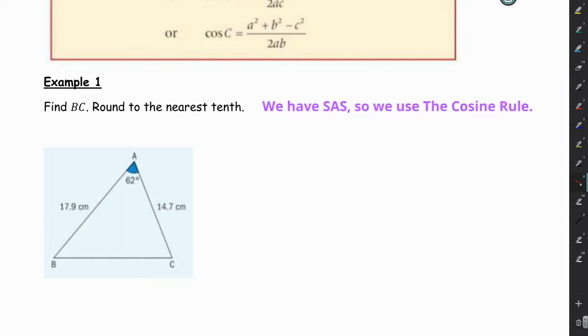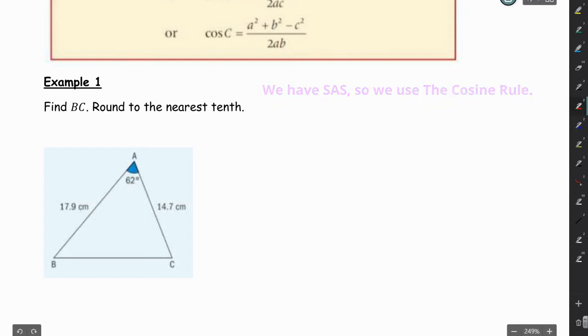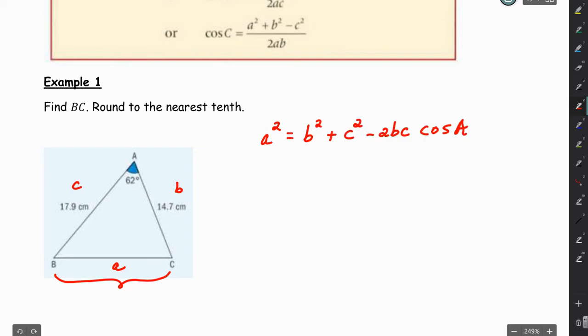It says find BC, round to the nearest tenth. And so we're going to write out the formula. I'm just going to label my sides to start. Across from angle A is side A, across from angle B is side B, across from angle C is side C. And I'm being asked to find side BC, so that's going to be side A. So I'll write out the formula first, and we'll just fill it in.